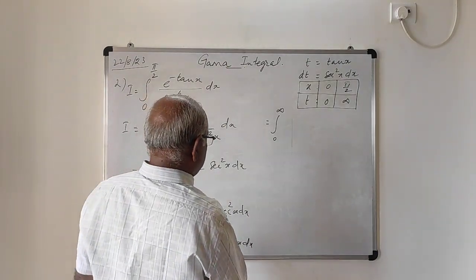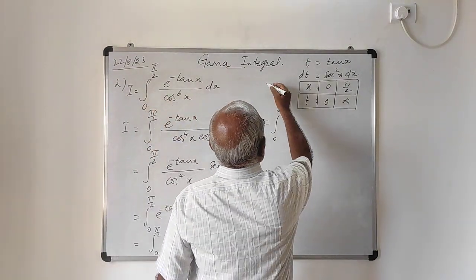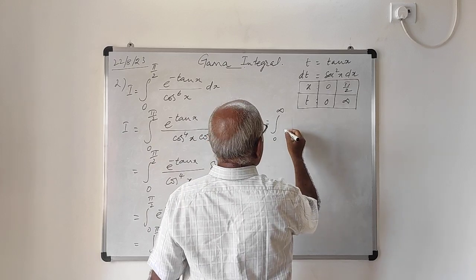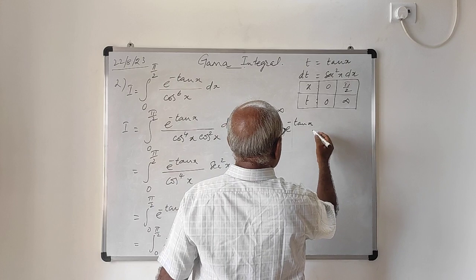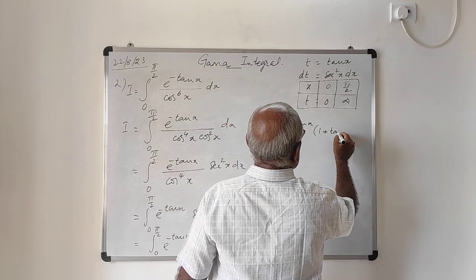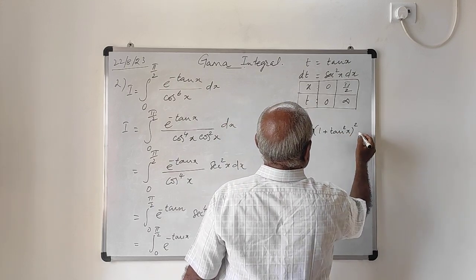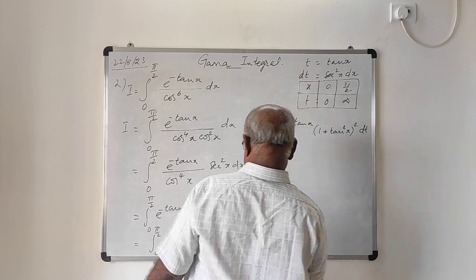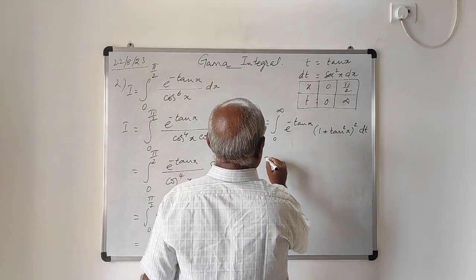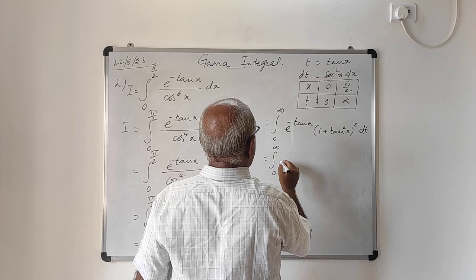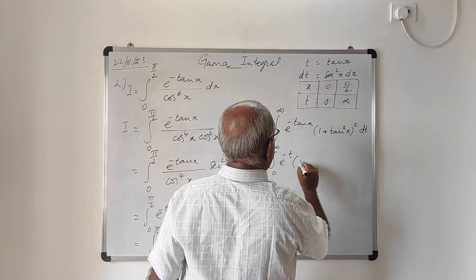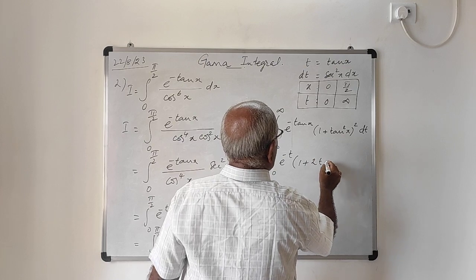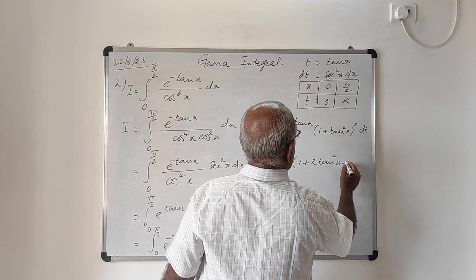Sec square is (1 plus tan square x) the whole square. Sec square x into e power minus tan inverse x, with sec square x dx equal to dt. So that is equal to integral 0 to infinity e power minus t, where tan x is t, into 1 plus tan square x whole square, which is 1 plus 2 tan square x plus tan power 4 x.